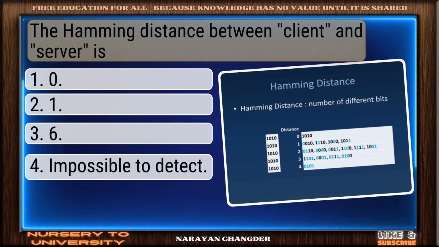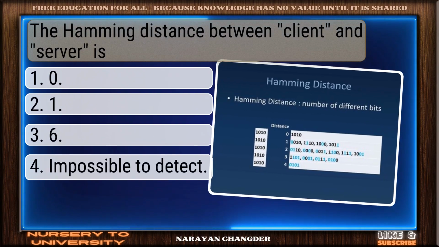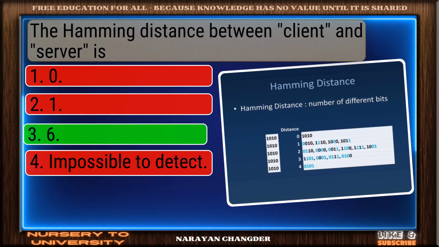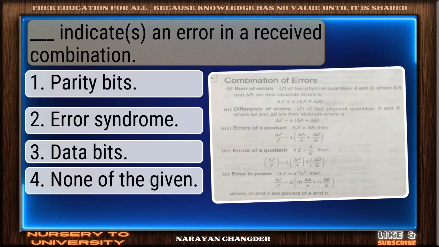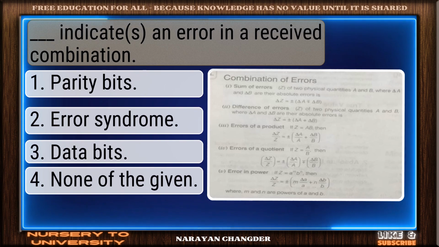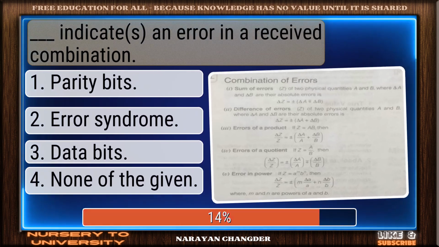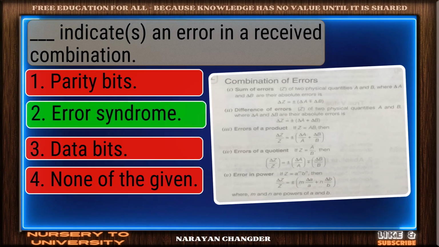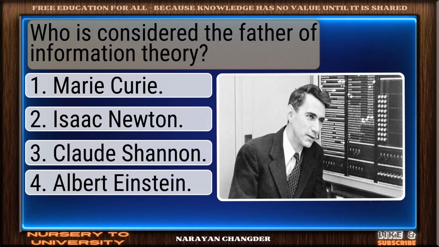The Hamming distance between client and server is... On track, 6 is the correct answer. Dash indicate an error in a received combination. Well picked. Error syndrome is the correct answer.